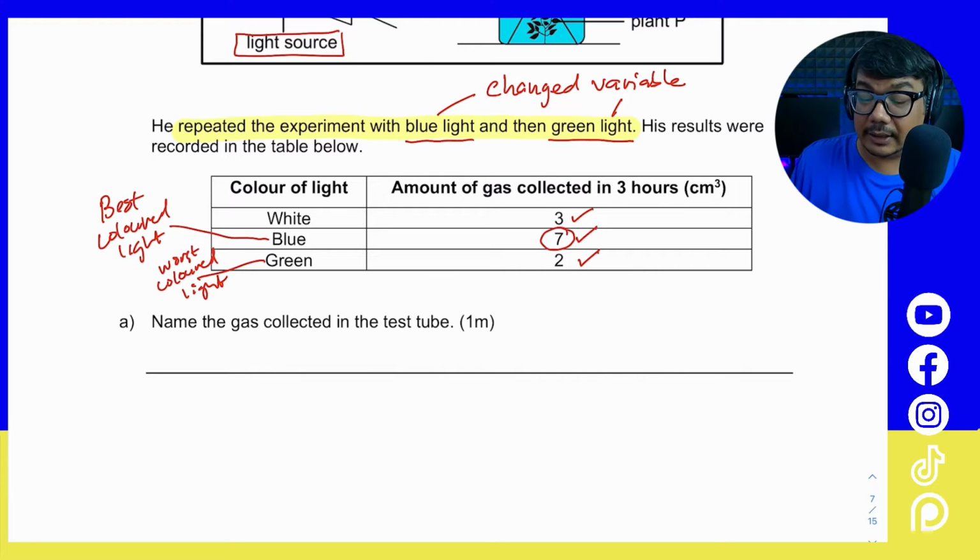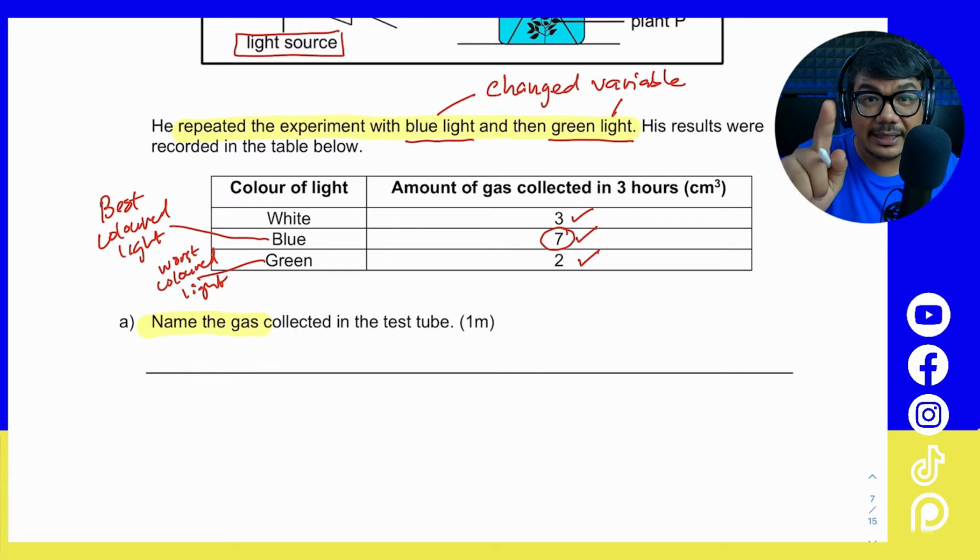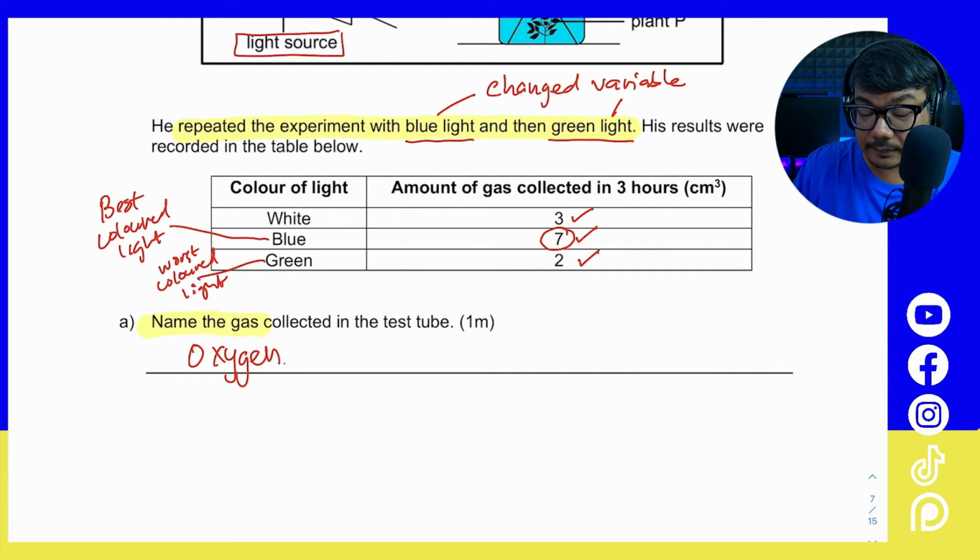Once that's done, let's answer the question. First one: name the gas collected in the test tube. Since we have already deciphered that from the question as well as the diagram, because there is photosynthesis, this gas would be oxygen.